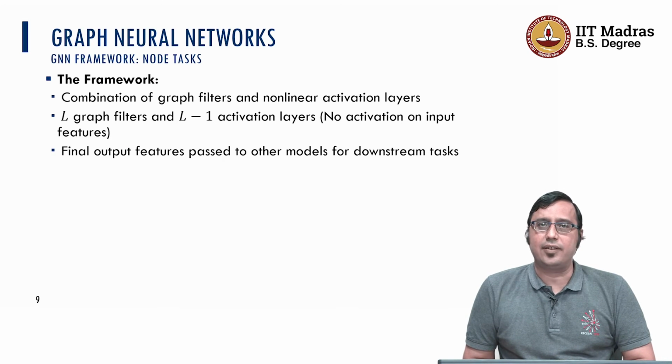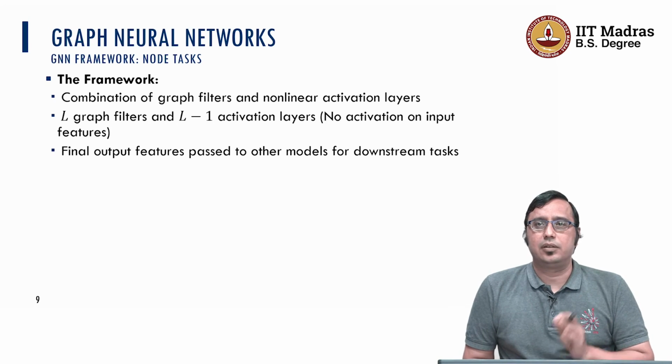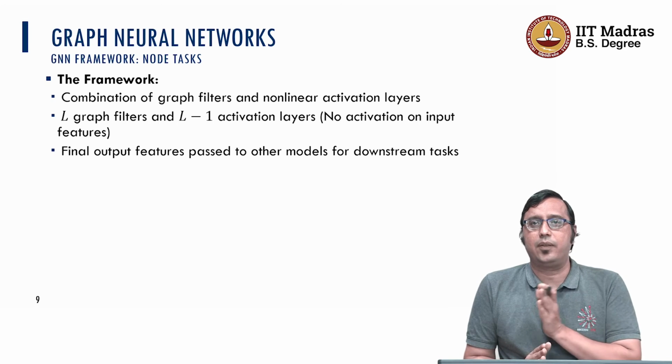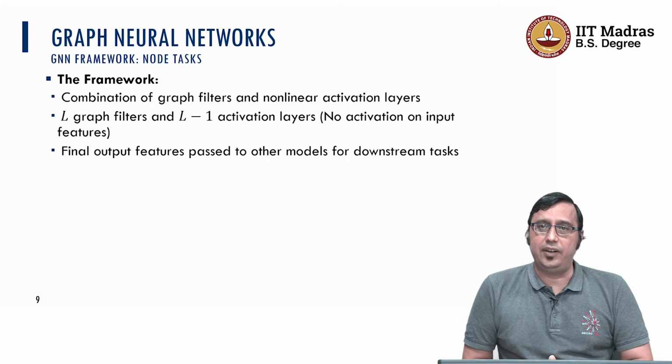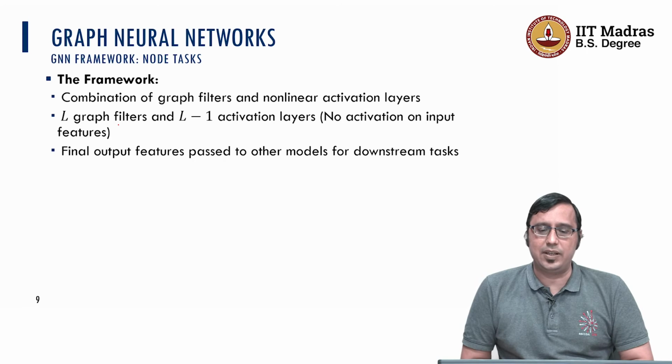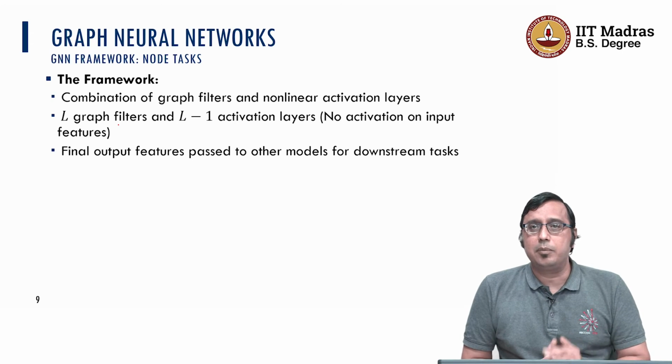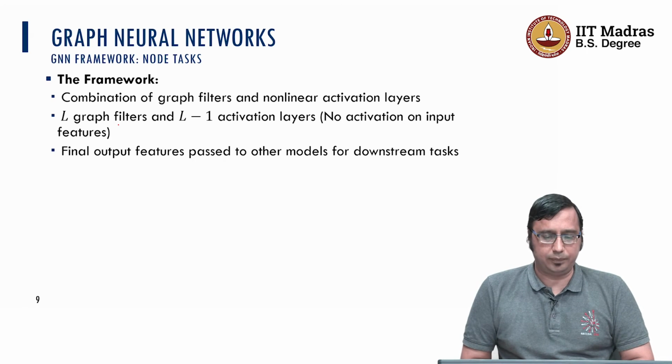In node related tasks, we are going to use a combination of graph filters and nonlinear activation layers, which are in a series. Filter, activation layers, filter, activation layers. There are L graph filters we will use, and correspondingly L-1 activation layers. We will not do any activation for the input feature. It will directly go to the graph filters.